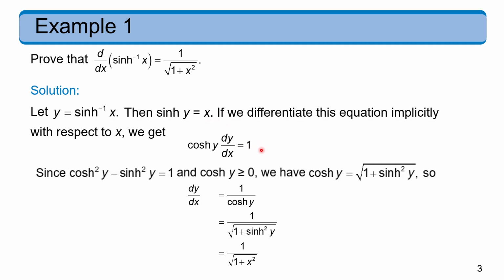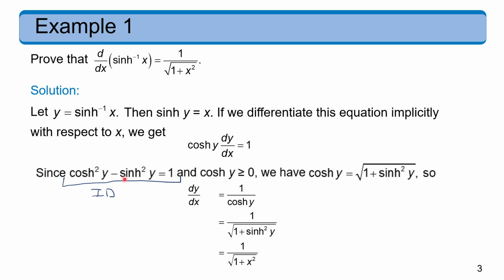Then we would solve this for dy/dx by dividing both sides by hyperbolic cosine of y, and that gets us to this point. But we don't want to stop here because we want to express this derivative in terms of x, not y. So we need to make a substitution in the denominator to rewrite that in terms of x. To do that, we're going to use this identity that we saw earlier in the section. This was one of the identities for the hyperbolic functions. Then take that and solve it for hyperbolic cosine, so we can plug it in here.